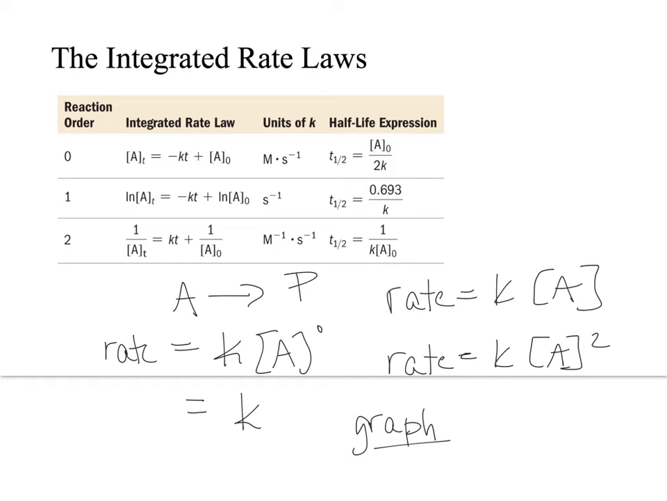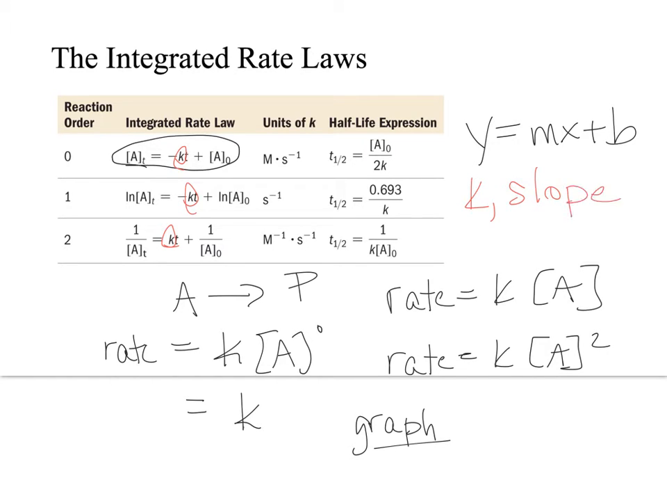If you'll notice, looking at the line, these formulas are set up as y equals mx plus b. So in each case, k is going to be the slope. Notice that it's negative in 2. It's a negative slope in both the 0 and the first order.